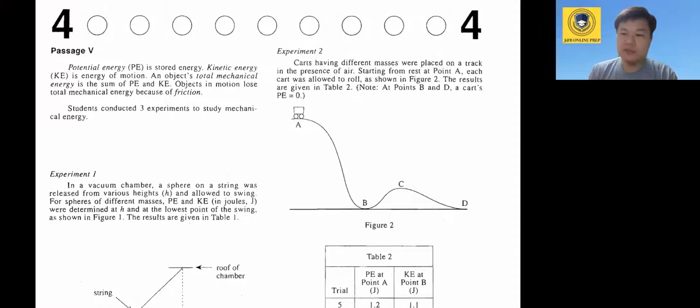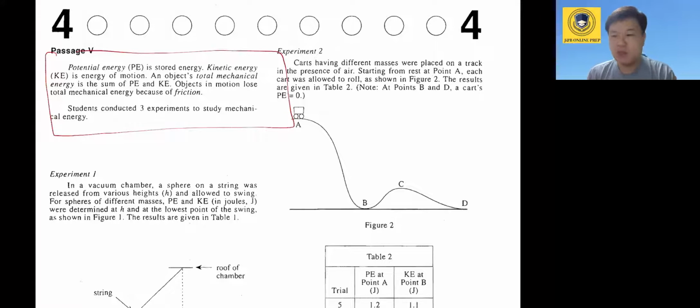What I usually do is read the beginning paragraph, which gives the definition and brief explanation. Here it says potential energy is stored energy. Kinetic energy is energy of motion. An object's total mechanical energy is the sum of PE and KE. Objects in motion lose total mechanical energy because of friction.